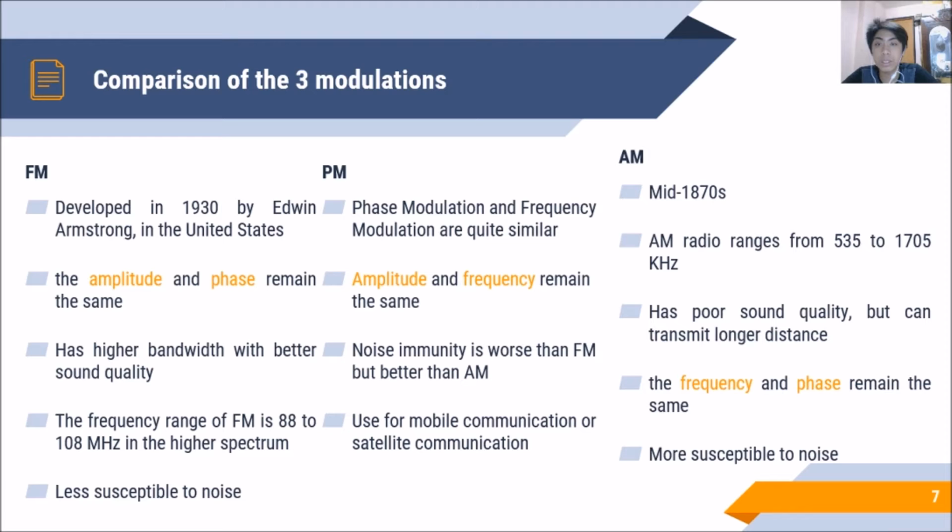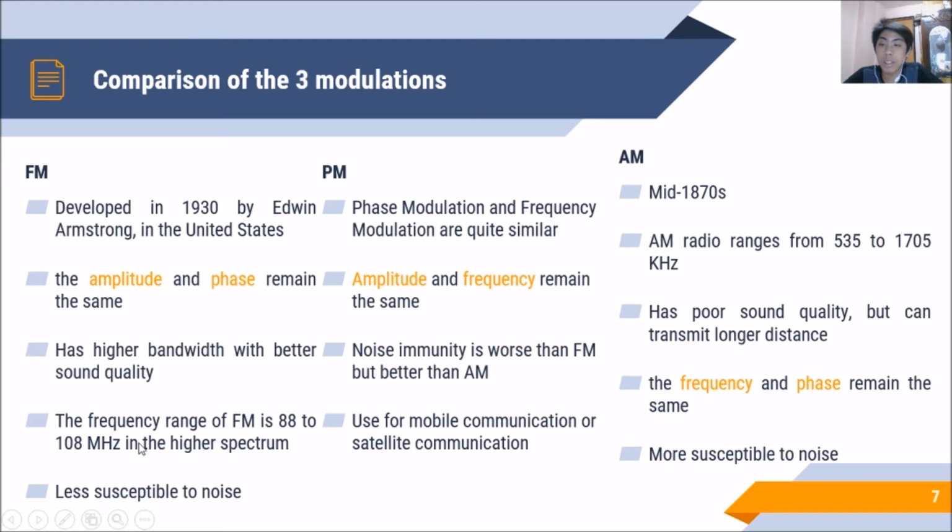Now, the comparison of the three modulations. Again, AM was the first modulation to be invented, in the mid 1870s, and FM was developed in 1930 by Edwin Armstrong. FM and PM are quite similar. Just to remind, in FM the amplitude and phase remain the same, while in PM, amplitude and frequency remain the same, and in AM, both the frequency and the phase remain the same.